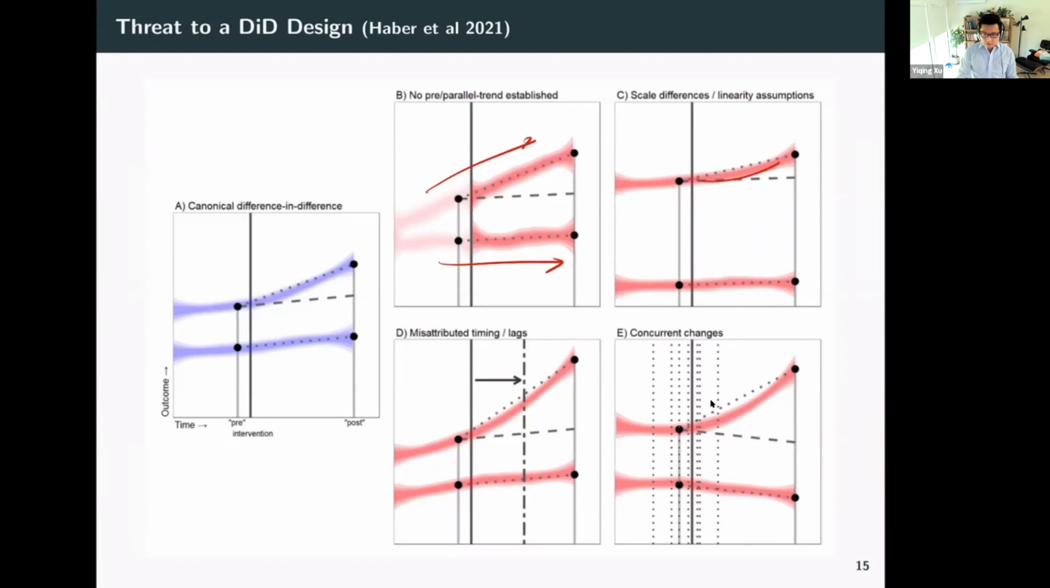A fourth possible violation is that you have a bundle of treatments. You have a lot of shocks at the same time, each of which can affect the counterfactual path, but you attribute the difference to the particular treatment you're interested in. Let's say you have COVID restrictions. You have mask wearing, you have mobility restrictions. They're happening at the same time, and they're highly collinear as well, so it's very difficult to separate them. If you just throw in a dummy, the estimated effect may be misleading. These are the potential threats to DID design.